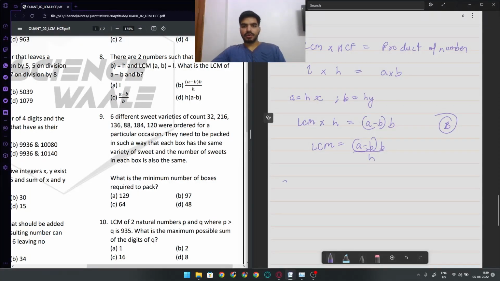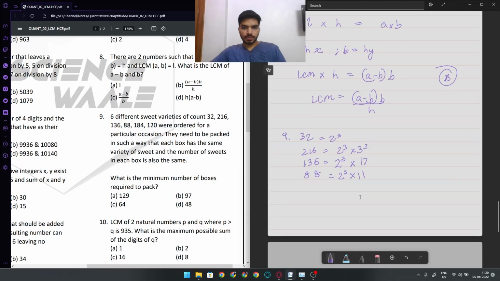Let's do it, we have a lot of time. So if you want, you can skip, okay, 1 minute. 32 is equal to 2 to the power 5. 216 is equal to 2 cube into 3 cube. 136 is equal to 2 cube into 17. Okay. And next is 88. This is 2 square, I guess. No, 2 cube into 11.